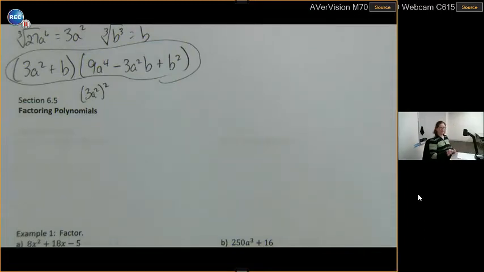Section 6.5 is just a general compilation of factoring polynomials. So just a real quick overview. How do I tell which form of factoring I should use and when?